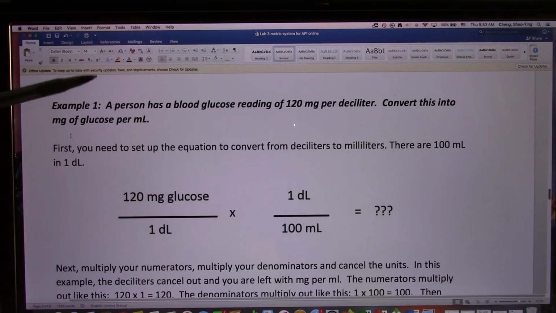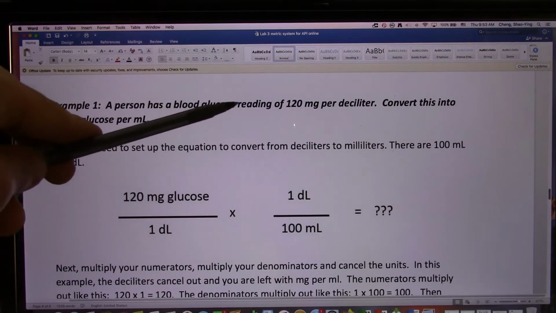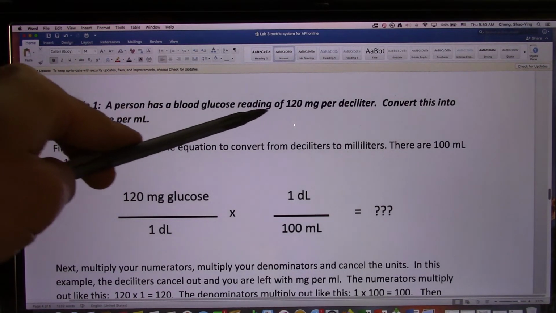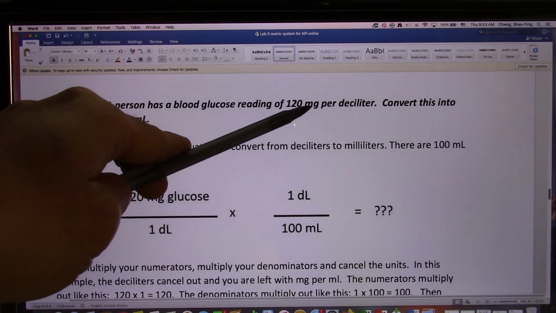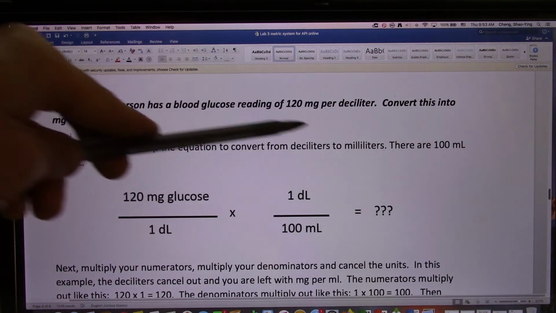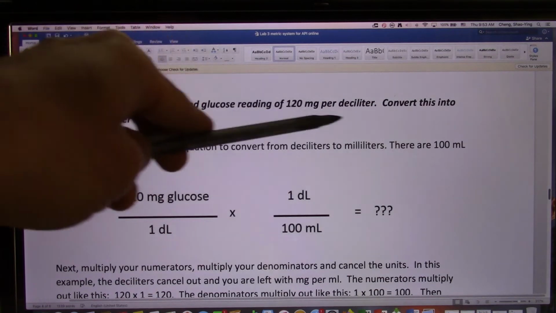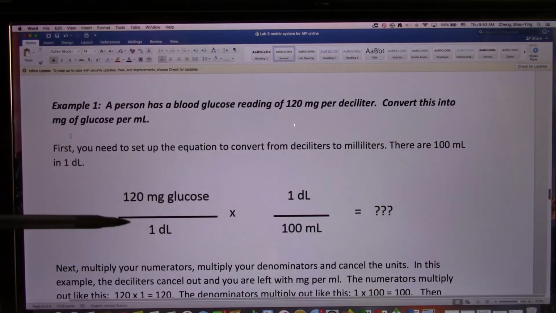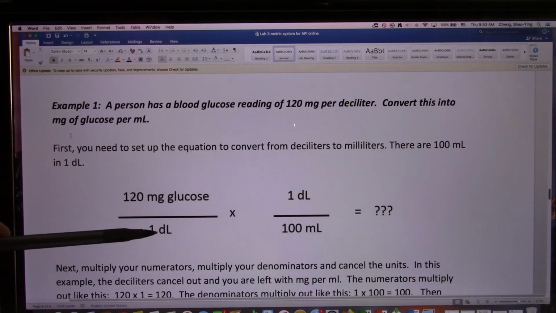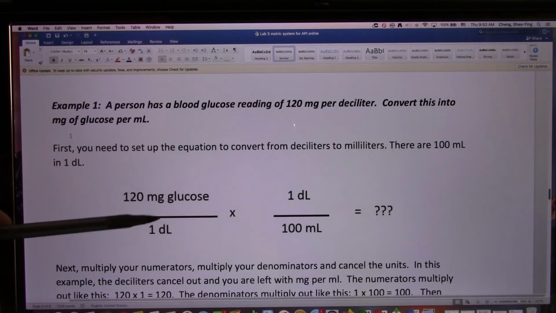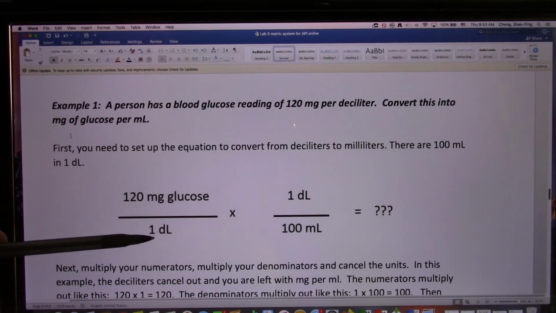So one example: this person's blood sugar, that's blood glucose, is 120 milligram per deciliter. In the clinical field, they like to use the deciliter, dL, and this is 1 over the 10th of a liter, so it's 100 mL. They're going to transfer it to milliliter.